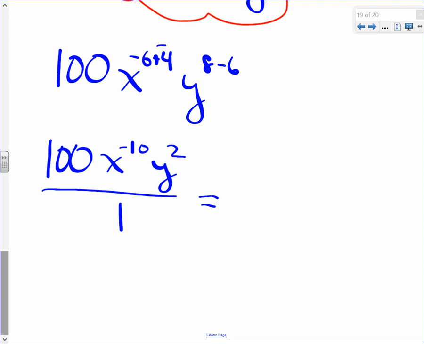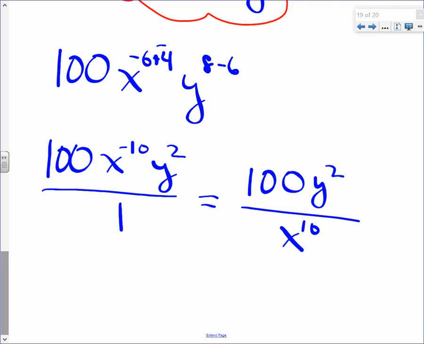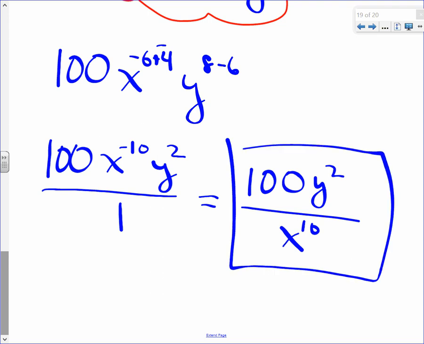Careful. I'm only going to move terms or factors that have negative exponents. There's only one factor that has a negative exponent, and it's x. So that's the only thing that's going to move to the bottom. So watch, this is my final answer. 100 y to the second over x to the 10th. The exponent turns positive. We're done. Whew. Dang, that was crazy.